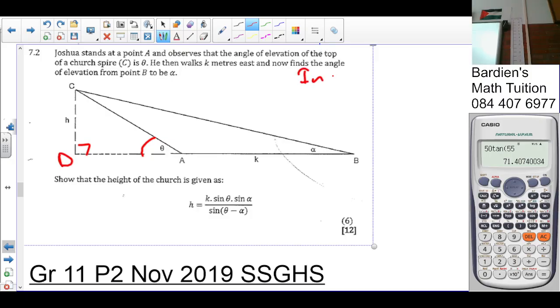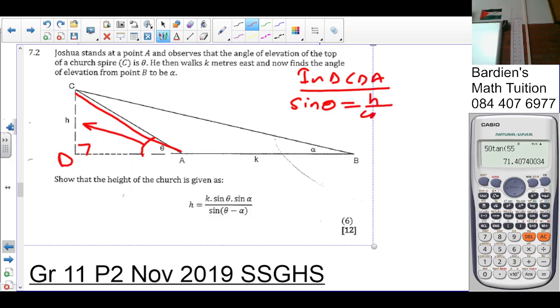So in triangle CDA, we need to use opposite and we need to use the CA. Why? Because that's the link between the two triangles. Okay? So we see the magic function is sine. Sine of theta is equal to H over CA. Now they want H as the subject of the formula. So we cross multiply. So H is equal to CA sine theta.